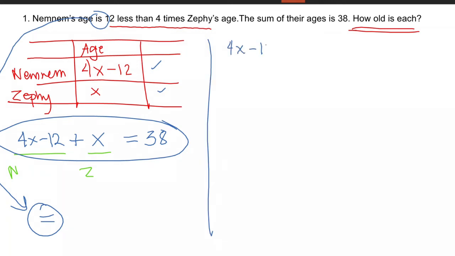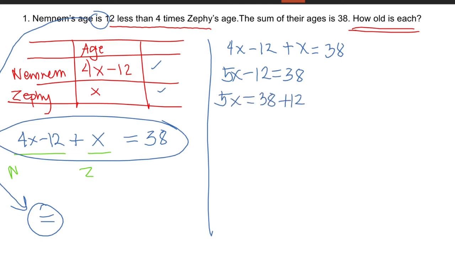4x minus 12 plus x equals 38. And then we go further. 4x plus x is 5x minus 12 equals 38. Moving forward, 5x equals 38 plus 12. And 5x is equal to 50. Divide both sides by 5. And x is equal to 10. And x, as we know, that is the age of Zephy.